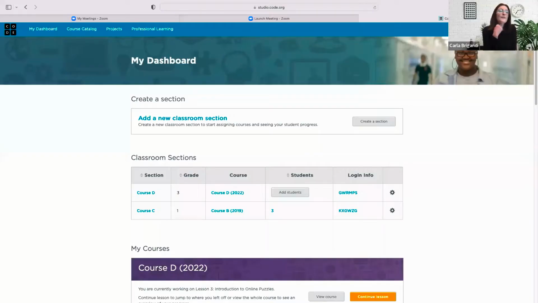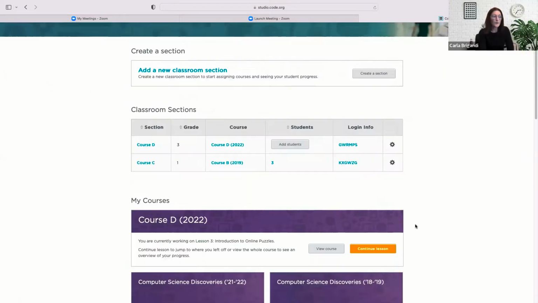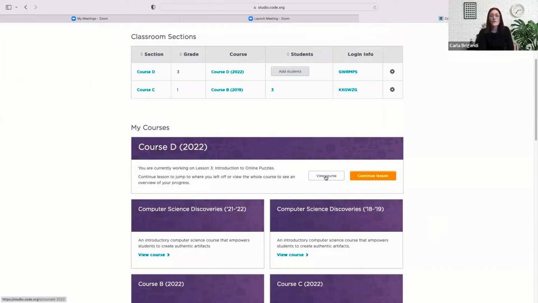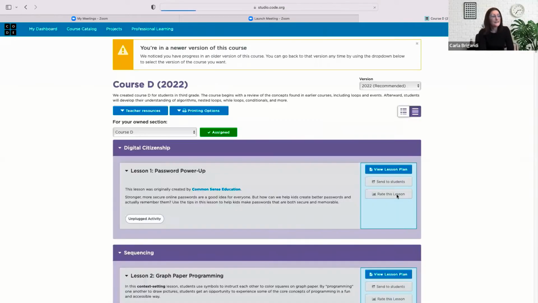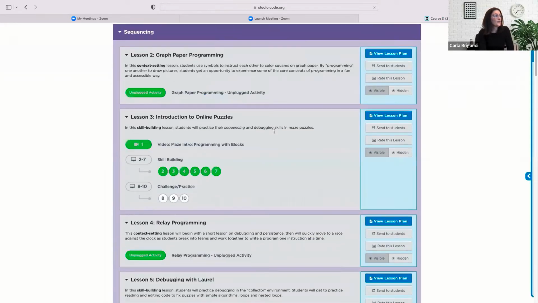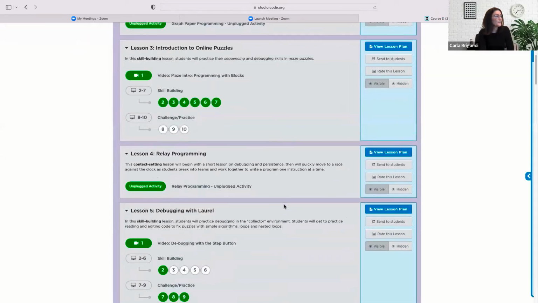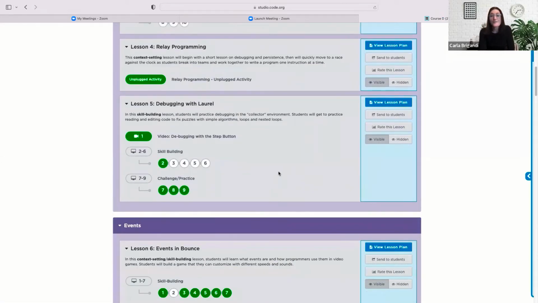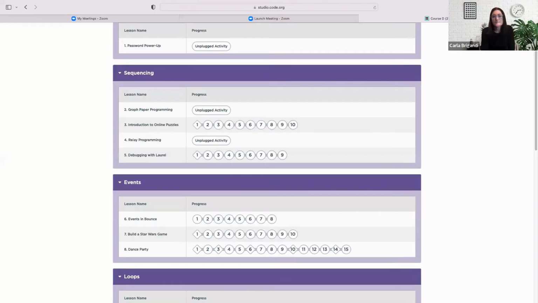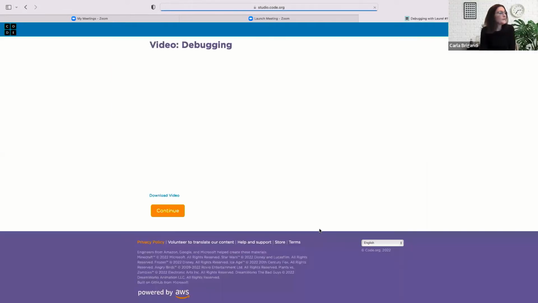So now I'm going to show you how to locate your account. I have signed into my code.org account. I've already set up my dashboard, as I believe you have as well. And you can see that I have Course D listed in my dashboard. I can just click it and I can scroll down, and we've already done lesson 3. So today I'm going to demonstrate lesson 5, debugging with Laurel. So I'm going to go to lesson 5, debugging with Laurel. I'm going to click on 1.